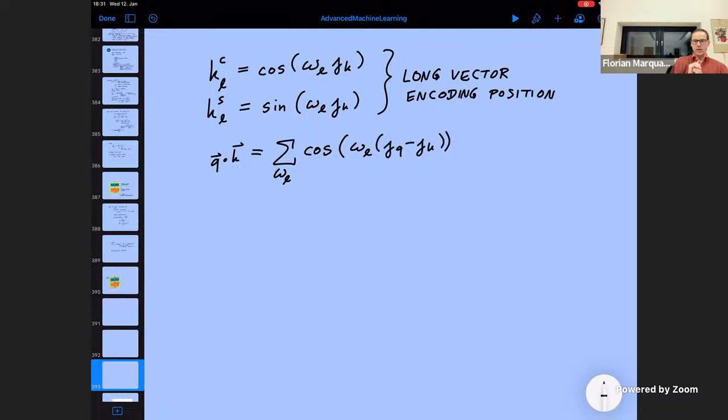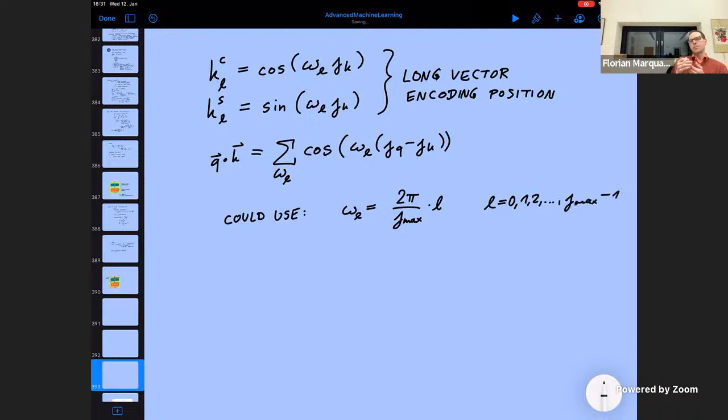Just to give you an example, we could use something that you know if you have ever studied Fourier transforms: equally spaced frequencies. So L would range from 0, 1, 2 up to some maximum, and J max is something like a maximum position that we can encode. So you have a very fine grid of equally spaced frequencies.